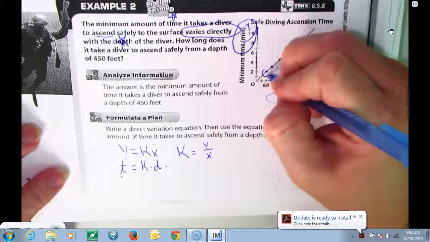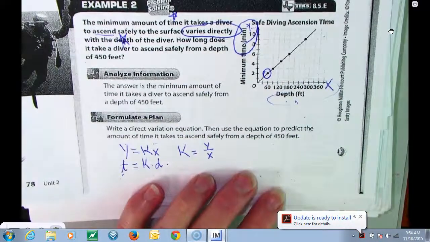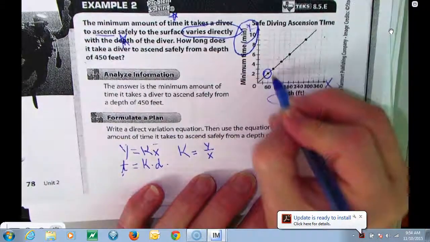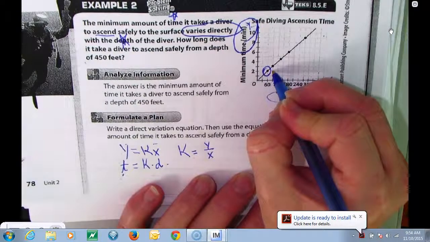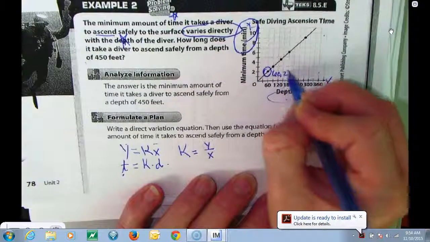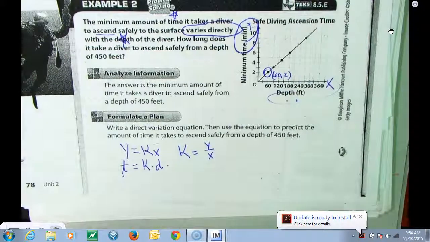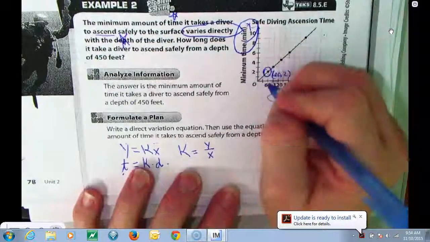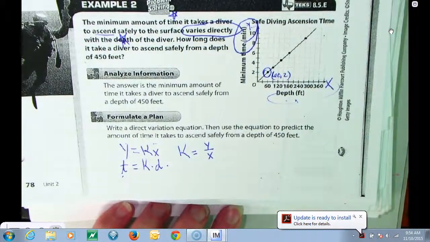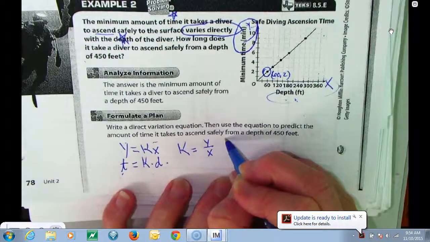Let's pick that one. Everybody circle that point. Now be careful. What point is that? It's 60, 62. Yes. If you put it in the wrong order, you're going to miss it. It's over 60 up to, correct? So when I come down here, what am I going to write?